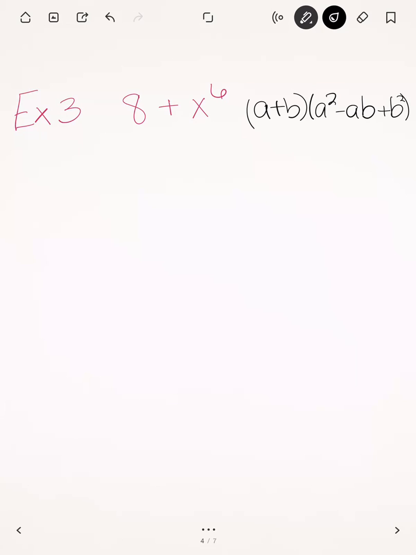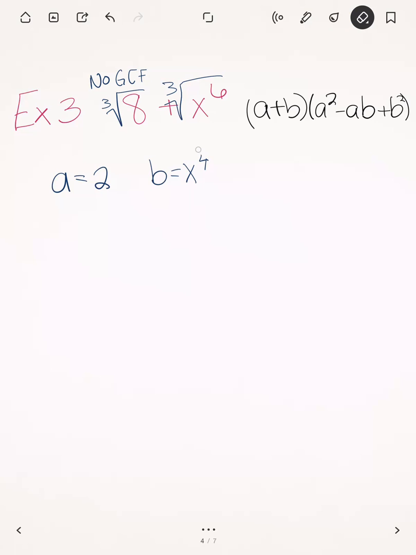Oh, forgot the 2. I always look for a GCF first. So 8 and x to the 6th, there's no GCF on this one. Let's go from there. So now my a is in the first spot, so I take the cube root of a. The cube root of 8 would be 2. And then I take the cube root of my second term for b. So the cube root of x to the 6th would be x to the 4th. Not x to the 4th. Ugh, silly Miss Farina. It would be x squared.